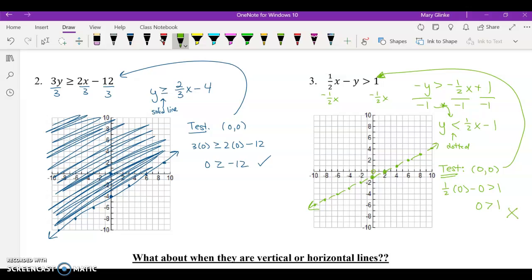So that means this point right here cannot be shaded. So I don't want to shade the part that has 0, 0 now. I want to shade the part that doesn't have 0, 0 because I know 0, 0 did not work. So that would be my graph of this. And the graph of this shows the solution because all of the points that are shaded should work.